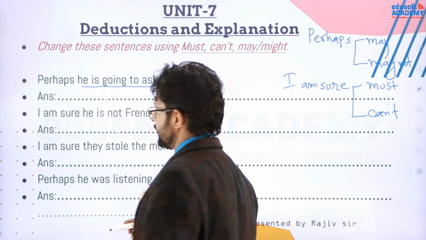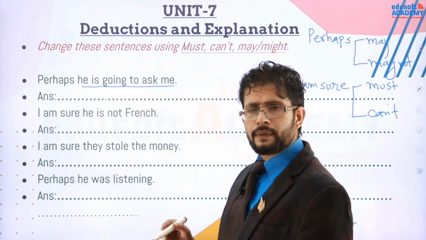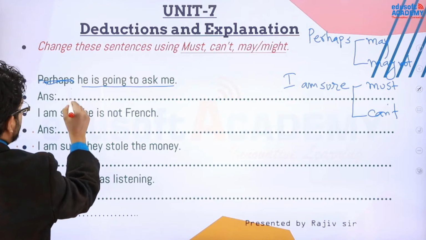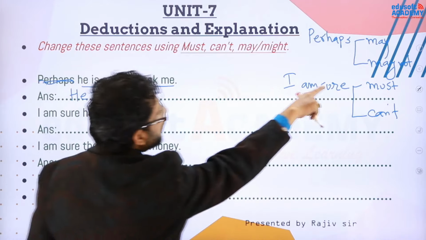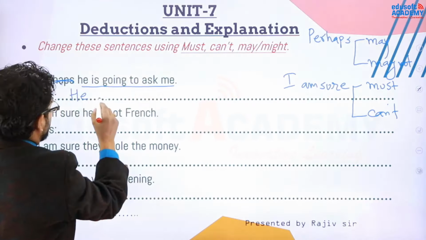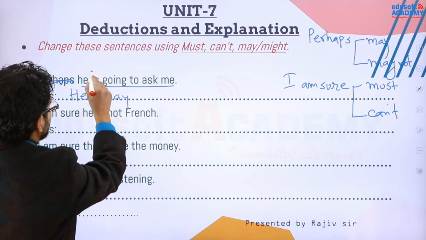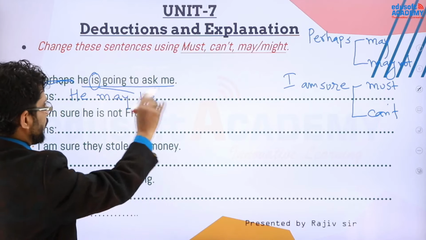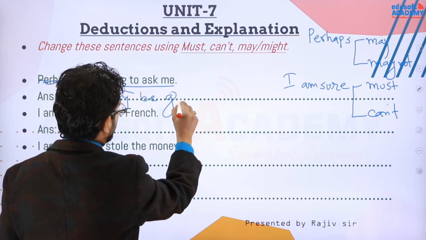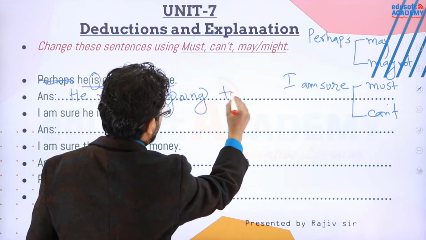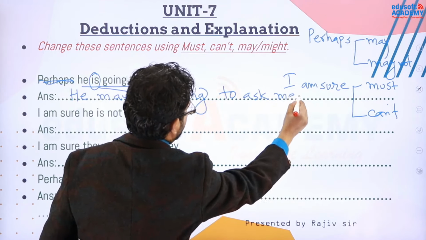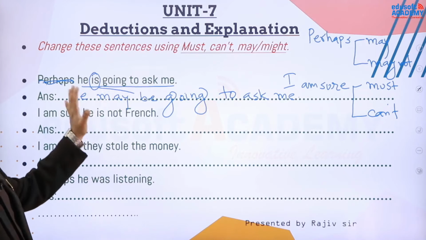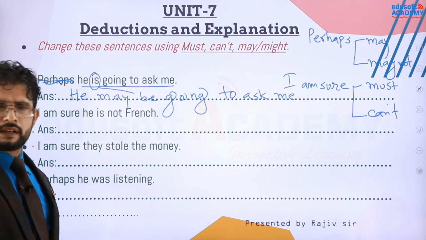What sentence is it? It is a positive sentence. So what we are going to do, we don't write this one. Simply we write he. After that, as here is perhaps, we write may. Now "is" changes into be. Now copy everything. Copy the rest of the things. He may be going to ask me. "He is going to ask me" turns into "he may be going to ask me." Is it clear to you?